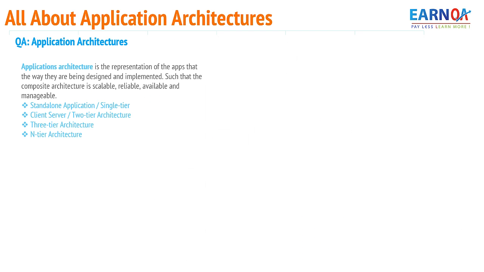The first one, what is basically an architecture? So architecture represents the application, the way that the applications are being designed and implemented such that this kind of architecture is scalable, reliable and easily manageable. And there are four kinds of architectures available. One-tier architecture, known to be standalone. Two-tier architectures, known to be client-server model. Three-tier architecture for most of the web-based applications, and n-tier architecture for most of the banking and financial domain applications. So let's go and learn one by one.